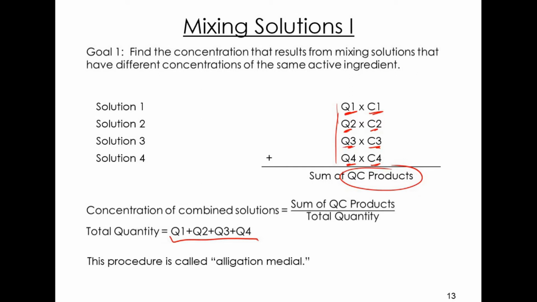So one thing to watch out for, though, is that in some problems, the total volume will be larger than the summed volumes of the individual solutions. And that can occur when you're adding some additional diluent that doesn't contain the drug, just to top off the solution to some specified volume. So carefully read the problem and watch for any additional volume that's contributed by other solutions or diluents that don't contain drug. Otherwise, you can take the total sum of the QC products, the total quantity, and divide them, and that will give you the concentration of the combined solutions. This procedure is called Alligation Medial.